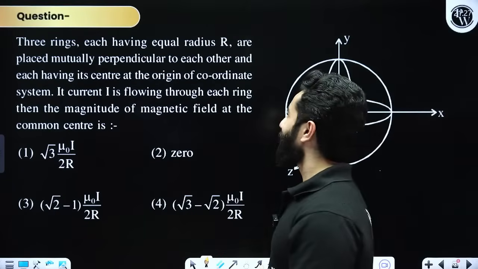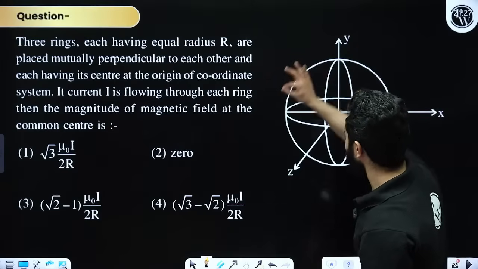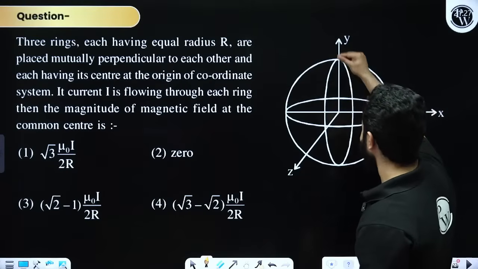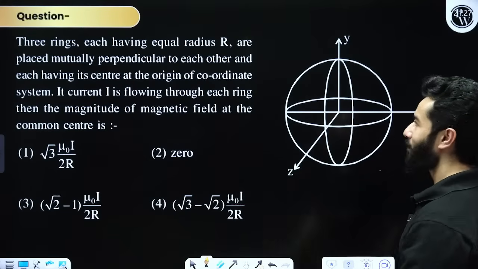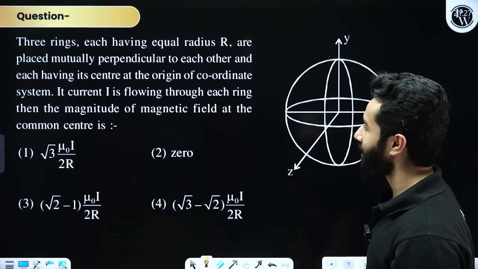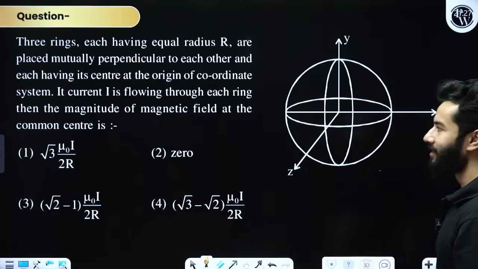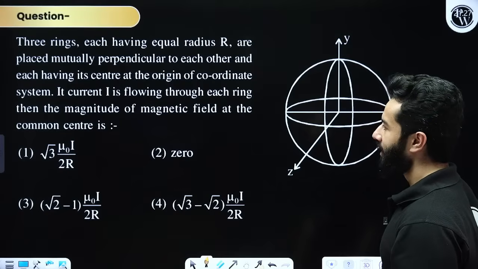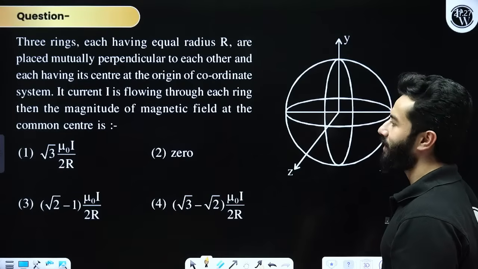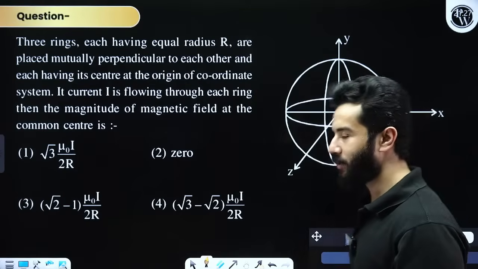Three rings each having equal radius. So you have got three rings: one of the rings is like this, another ring is like this, and another ring is like this. These are placed mutually perpendicular to each other, each having center at the origin of the coordinate system. If current I is flowing through each ring, then the magnitude of magnetic field at the common center is. Let's start. Nice problem.